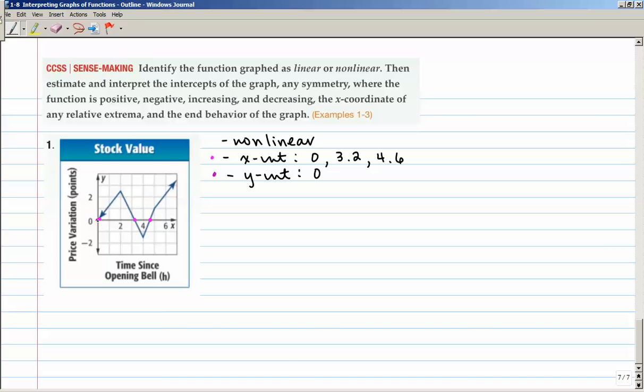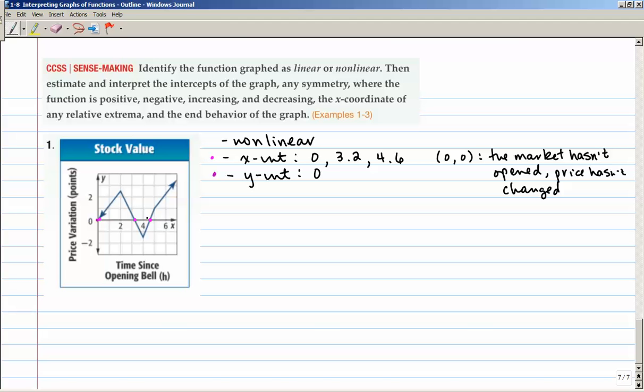So in other words, what's happening right here at 0, 0 is the stock market hasn't opened yet and the price hasn't changed. In other words, it's the original price when the market opened. Okay? So I'm going to go ahead and call that 0, 0. At 0, 0, the market hasn't opened, and the price hasn't changed, because once the stock market opens, then the prices go up and down. Okay?